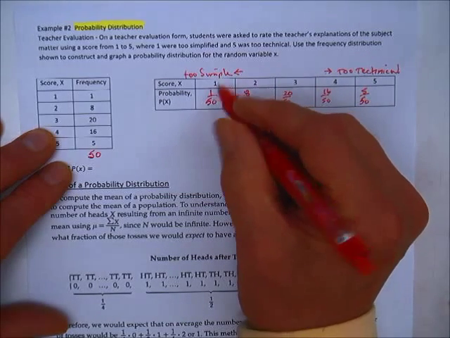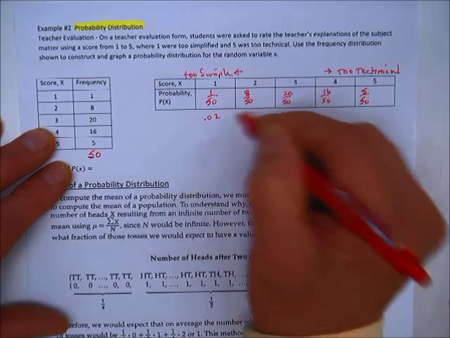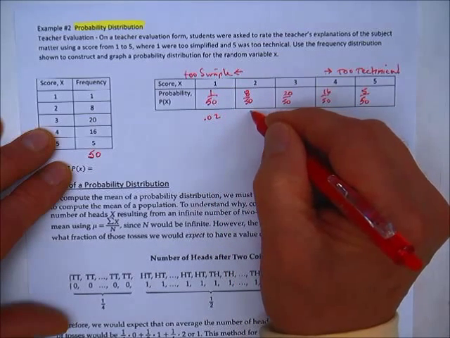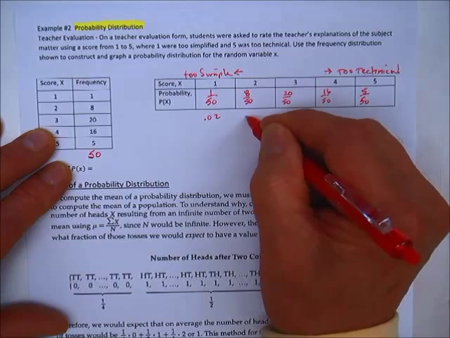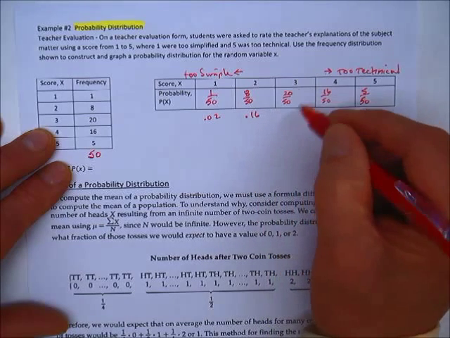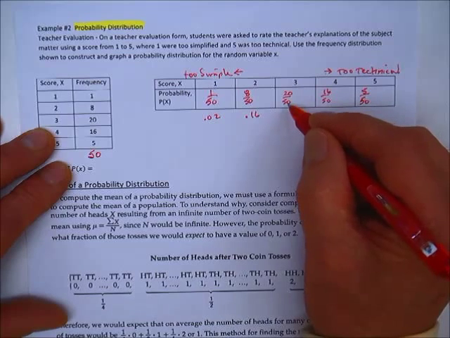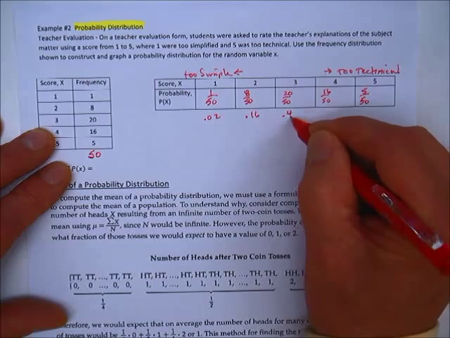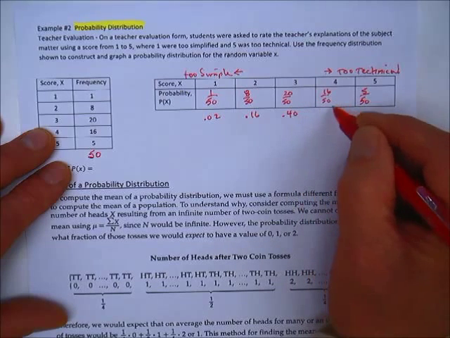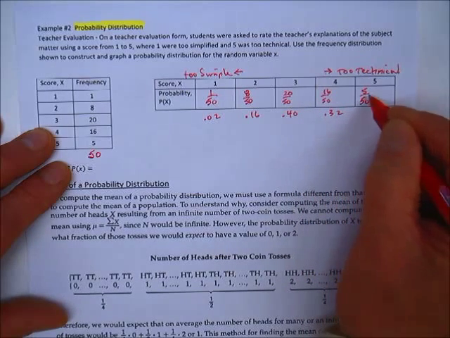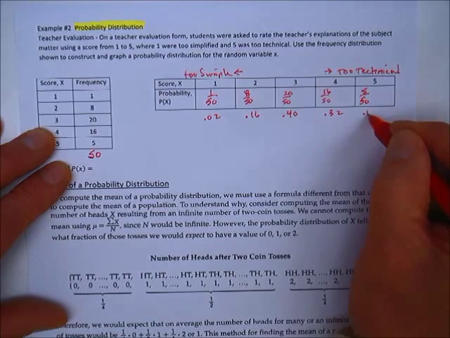So this 1 out of 50 is the same thing as 0.02. And 8 out of 50, or 4 out of 25, is the same thing as 0.16. And 20 out of 50 is the same as 2/5, or 0.40. 16 out of 50 is 0.32. And 5 out of 50 is 1/10, which is 0.10.